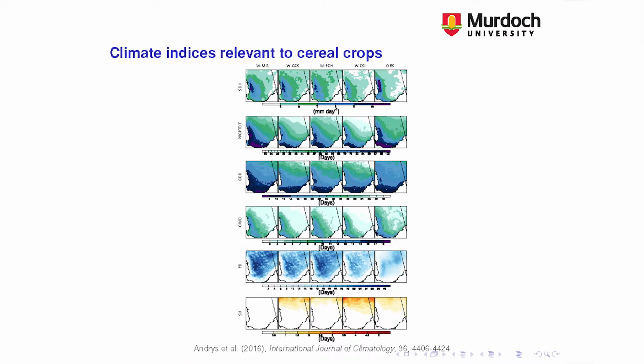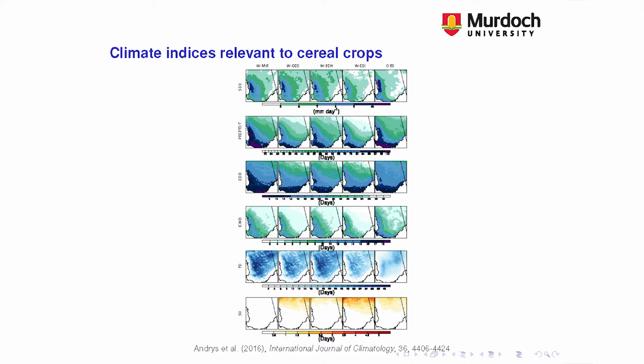So in this graph, every row is a different climate index which matters to someone who's growing wheat or any cereal crop in the region. We don't need to worry too much about what it means for now, but it's just an index which is useful. The first thing you want to look at is the column on the right where it says OBS. This is the real world. This is what we get by interpolating observations.